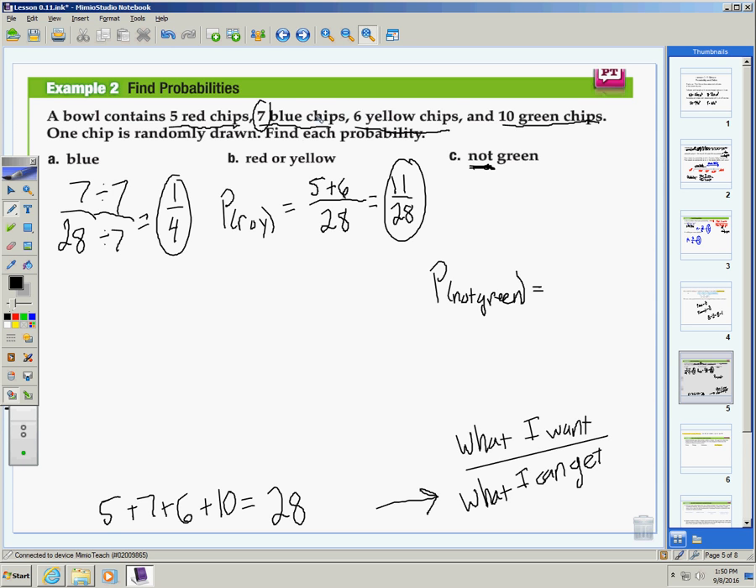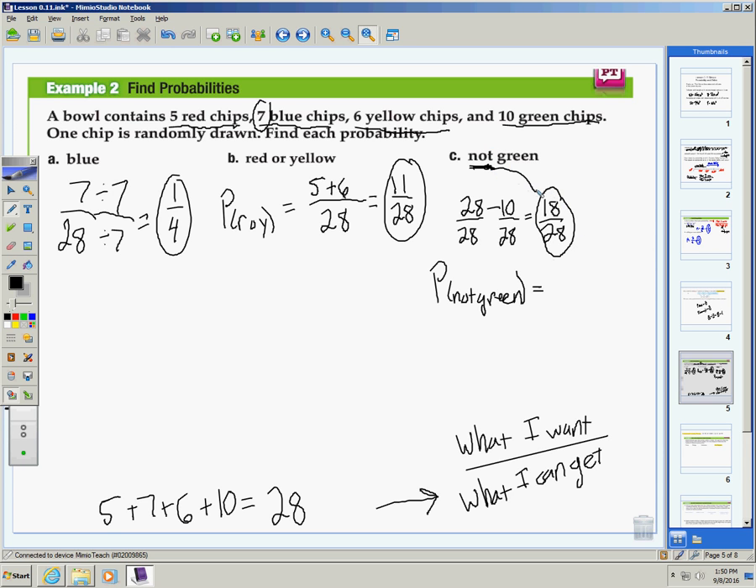Instead of adding up 5 plus 7 plus 6, what I can do is I can say, I know there are 28 total chips. And I know 10 of them are green. So if I subtract the 10 green ones out of those 28, and notice there's 28 out of 28 of the chips, 10 out of 28 of them are green, which means, notice I can subtract these fractions because they have a common denominator, that 18 out of 28 of them are not green. We just found the complement of the green chips.